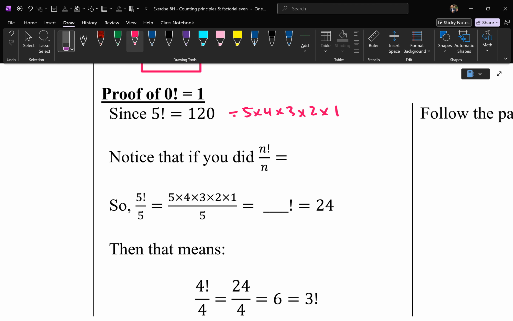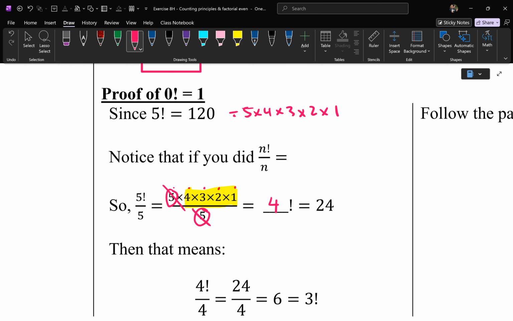What's interesting is if I asked you to do 5 factorial divided by itself, so divided by 5, this is what it looks like. 5 times 4 times 3 times 2 times 1, and then you divide by 5. These 5s will cancel out. But then 4 times 3 times 2 times 1, what's another way of writing that? 4 factorial, which we know the answer is 24.